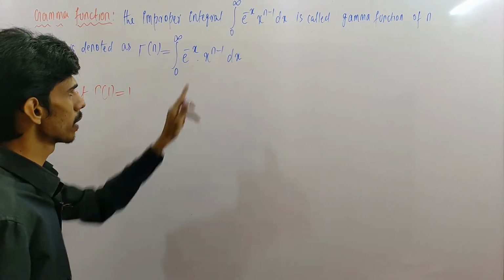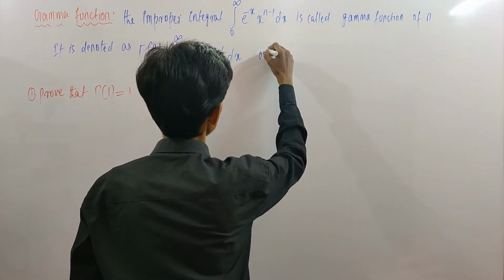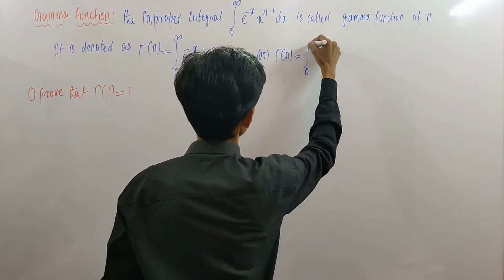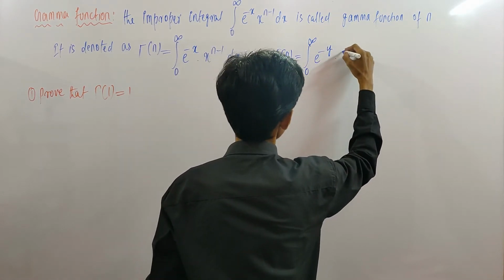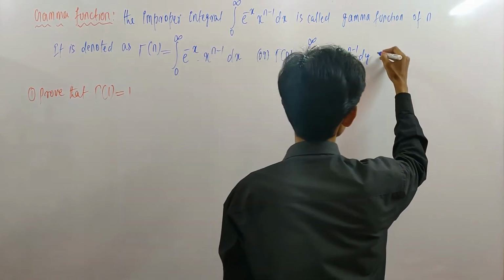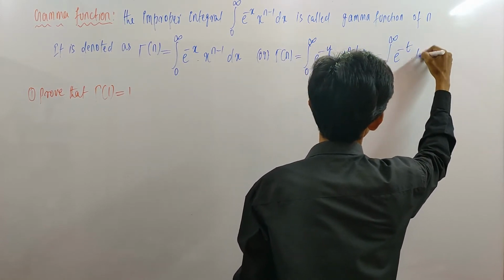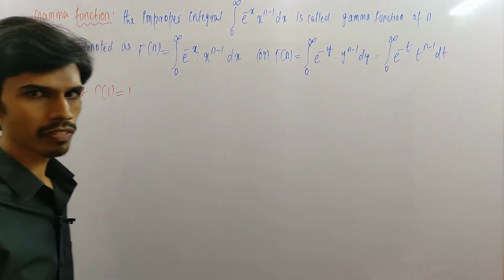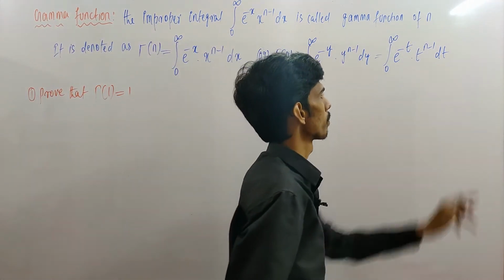Here this variable x can be changed to any other variable such as y or t. Similarly, gamma of n can also be written as the integration from 0 to infinity of e power of minus y, y power of n minus 1 dy. In the other variable t, we can also take it as 0 to infinity e power of minus t, t power of n minus 1 dt. These are the various definitions of the gamma function with variables x, y and t.